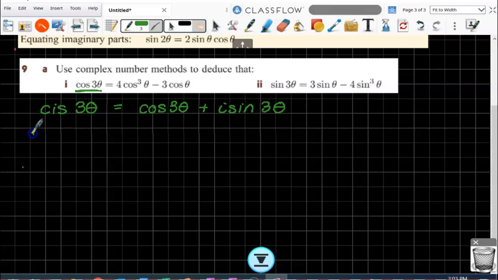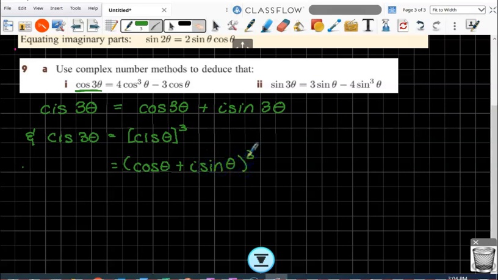But we also know that cis 3 theta could equal cis theta cubed. And that means that we are going to take cos theta plus i sine theta, and we're going to cube it. And I'm going to be very, very happy because I'm going to use Pascal. I love a good Pascal usage in class. So I'll just give you a moment to write that.